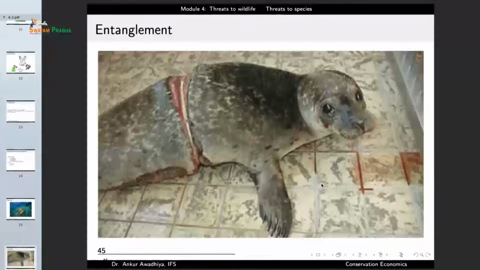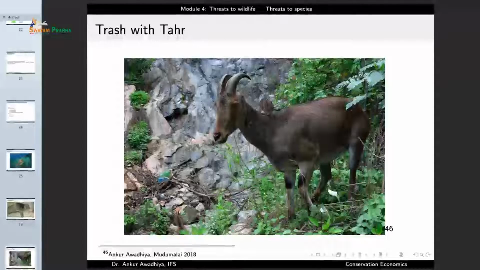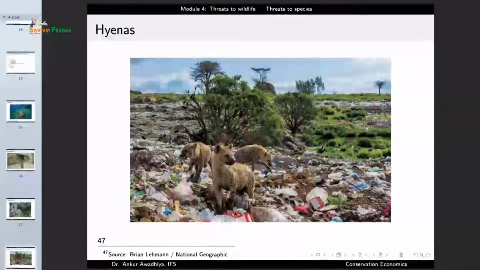Or we have things like entanglement. So here you have a seal, and this seal is surrounded by this piece of plastic, and this plastic is cutting into its body. Another example is this trash. So we have Mukurti National Park, where we have Nilgiri tars. And if you go to this area, you'll also find certain trash that is there alongside the roads. So this is having an impact of habitat degradation for the Nilgiri tar. We also find that plastics have entered into the areas of a number of other wild animals such as hyenas.